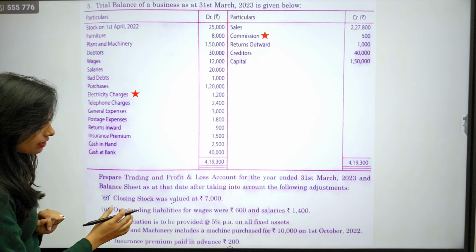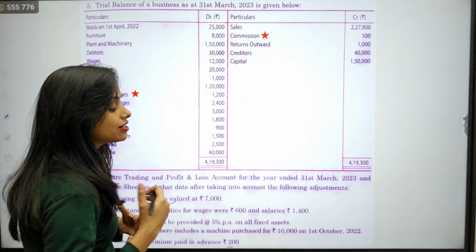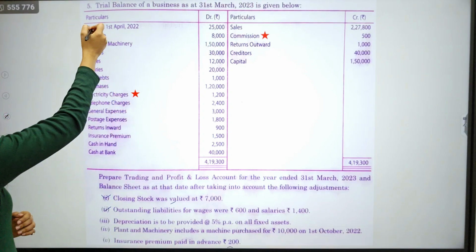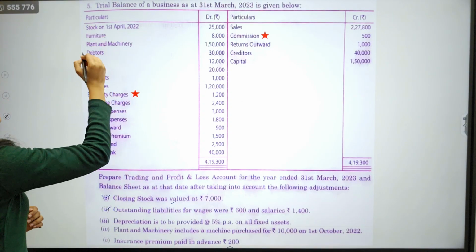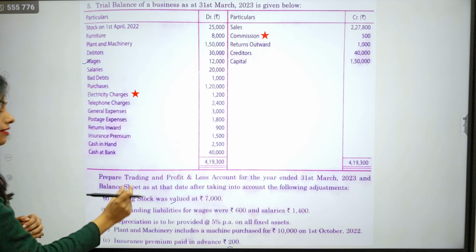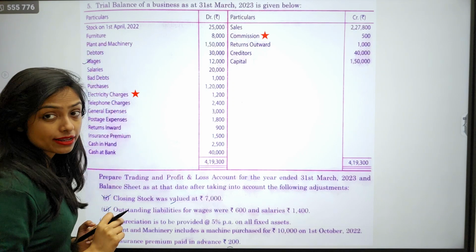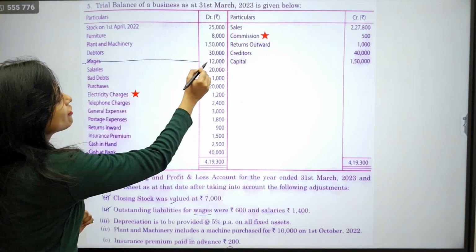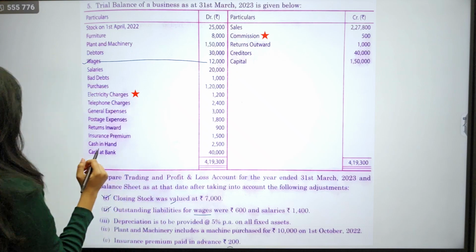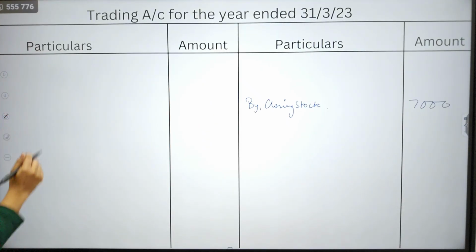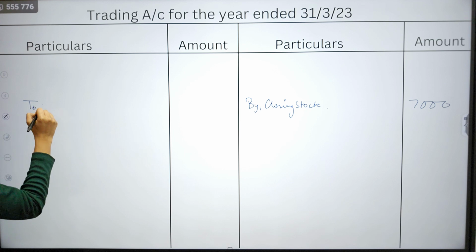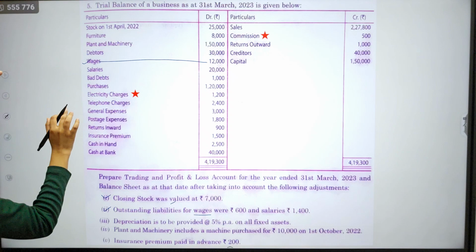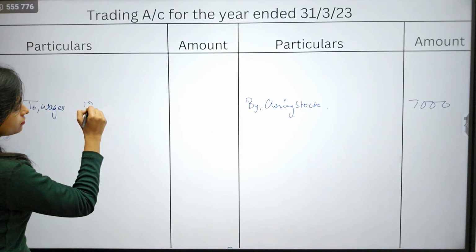First one is done. Second one is outstanding liabilities for wages were 600 and for salaries it was 1400 rupees. Let's first find wages. Whenever you get this kind of adjustment, you have to find the relevant item inside the trial balance. So first they're talking about wages. We have found wages over here. 12,000 rupees of wages have been given. First thing that you do is write whatever is given inside the trial balance. We always post wages to the trading account. So wages we have written 12,000 rupees over here.